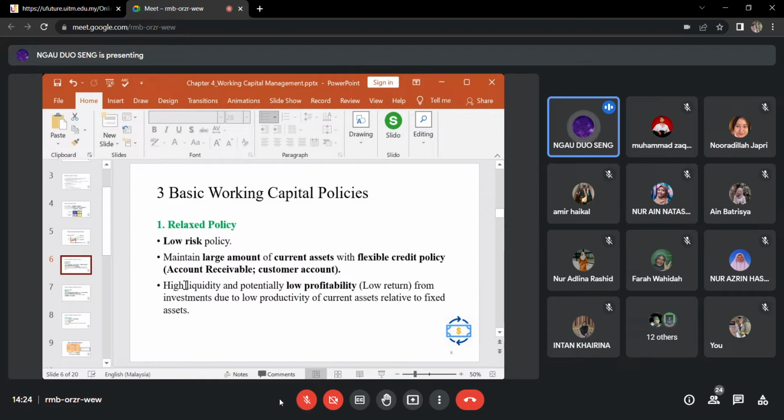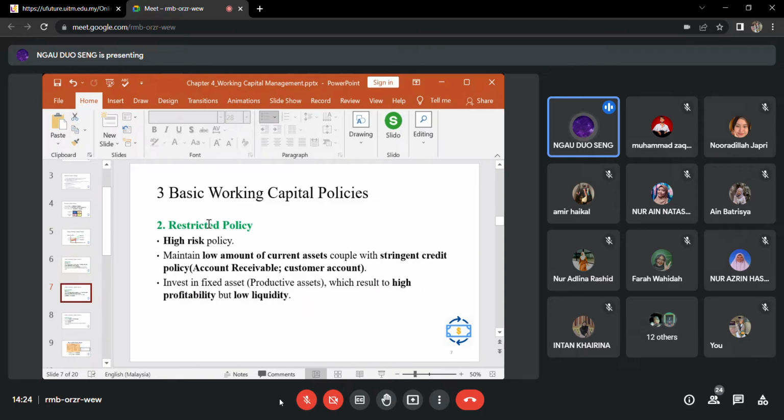Okay, so high liquidity and potentially low profitability, so low return from investment due to low productivity of current asset relative to fixed asset. For example, account receivable: they give credit up to 5 months, that's why account receivable is high. Or they hold a lot of cash. That is the relaxed policy. And then we have the restricted policy.